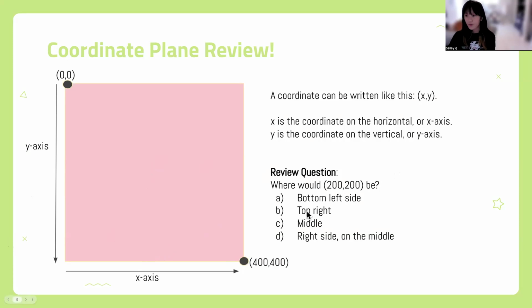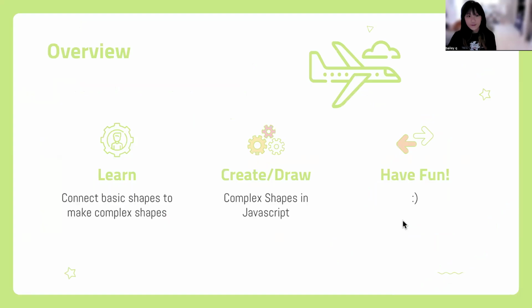We'll bring up our car project to work on. Okay, really quick overview for today's lesson. We'll be creating complex shapes in JavaScript by merging together simpler shapes that we've already learned, like rectangle and circle.